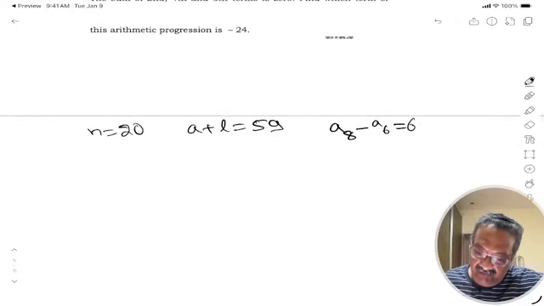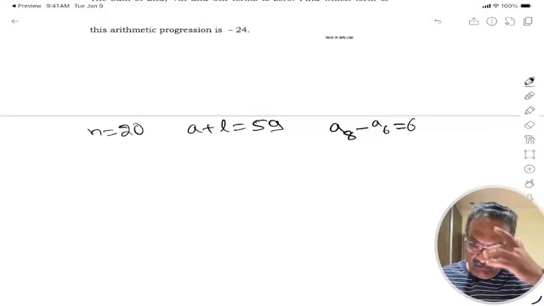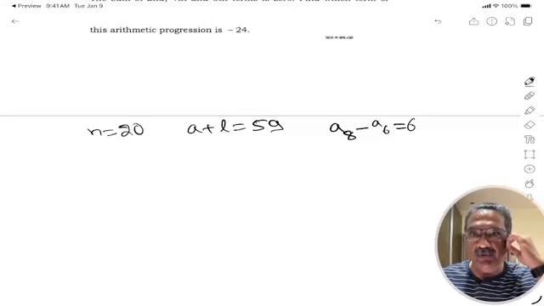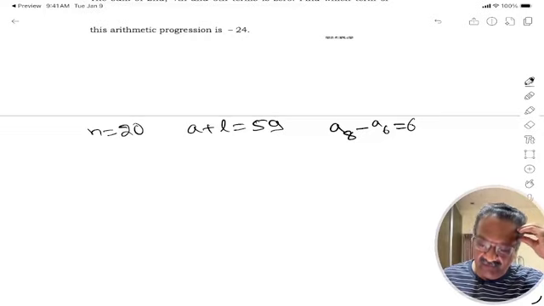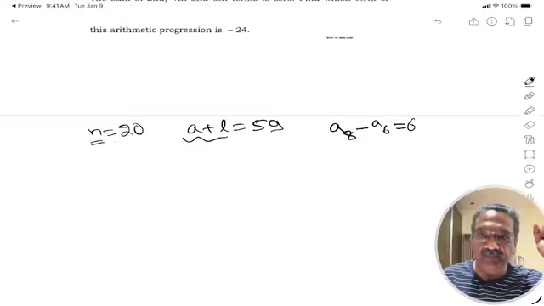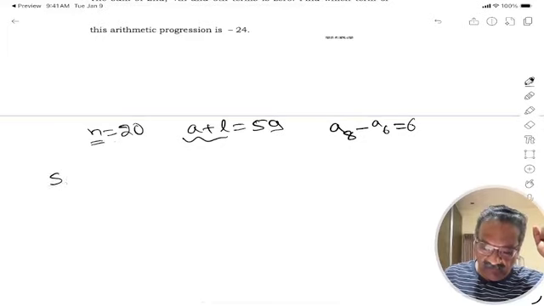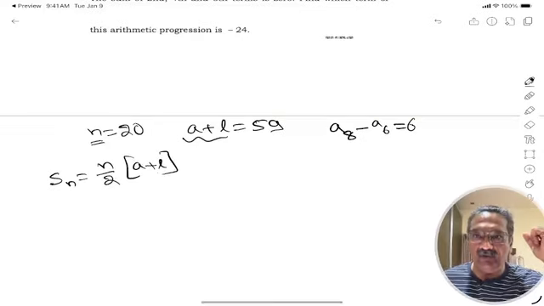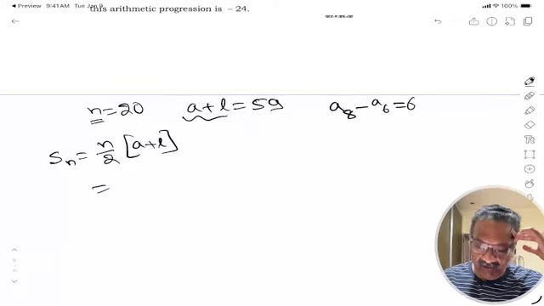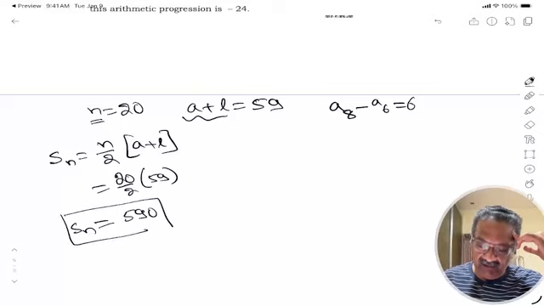Okay. We know N, we know this. We need to find D. So how do you want to do this? Think of all the formulas. See, first let us try to, is there any formula which consists of A plus L and N? Right? Sn we know. We know Sn is equal to N by 2 into A plus L. So sum of all the terms will be 20 by 2 into 59. That is 590. So Sn is 590.